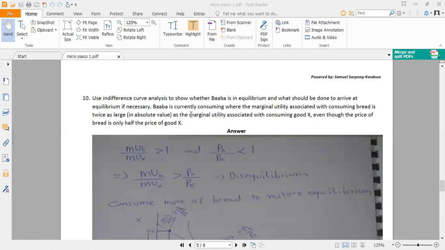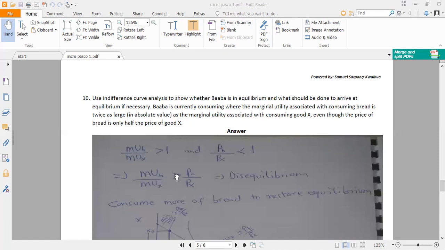So this one, we have to pick out the information that the question is giving us. The first thing we need to know is that the question is talking about consumer equilibrium or disequilibrium. So you need to know what consumer equilibrium is. And as you know, the consumer is in equilibrium when the ratio of the marginal utilities is the same as the ratio of the prices.